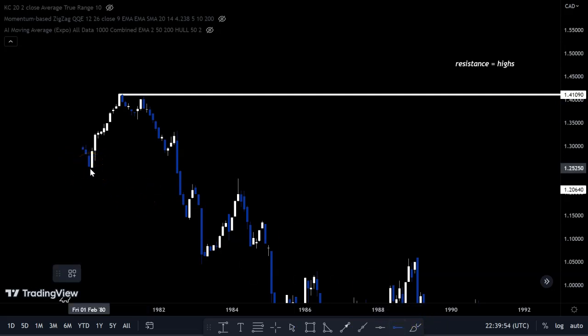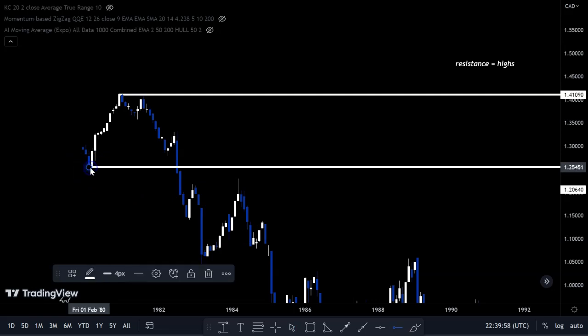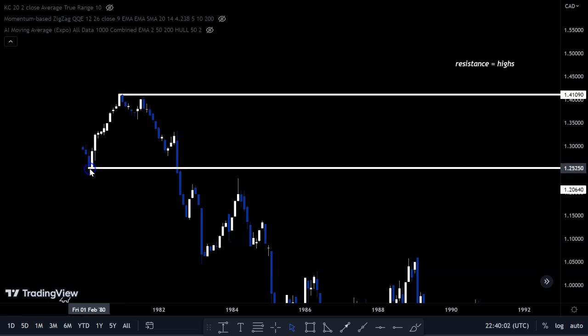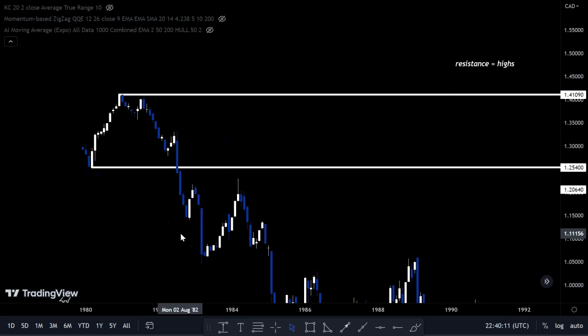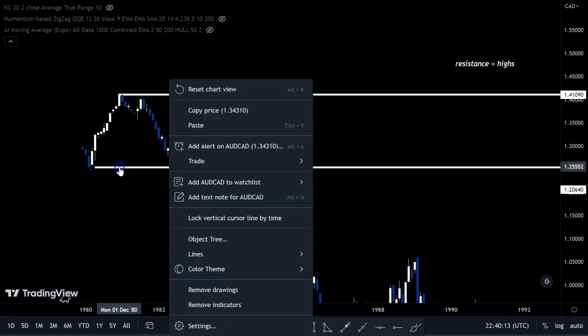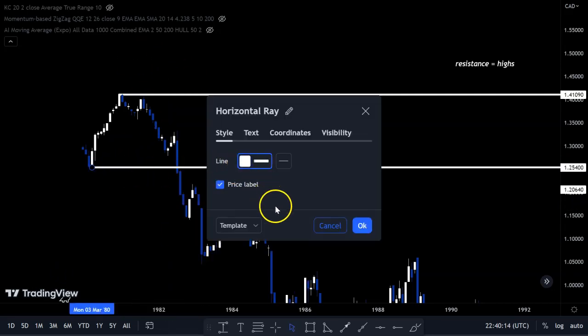This supported the price going up. So the lowest, you have to draw on the lowest candle, right? On the lowest candle there, you use your magnet and make it exact. On the lowest candle there, that's the support. And we are going to change this color to blue, as we said.